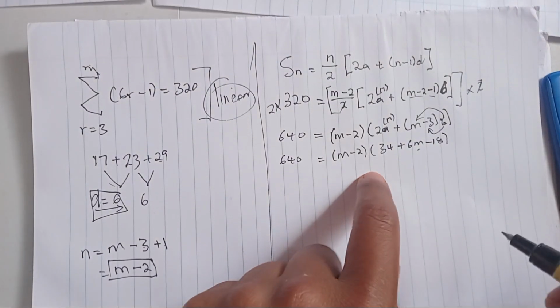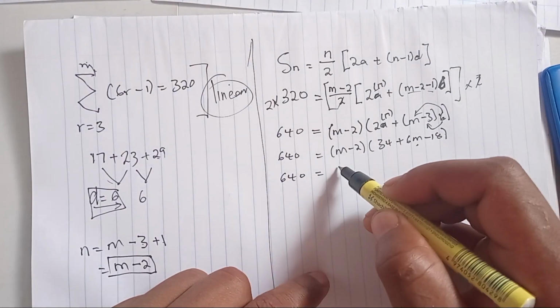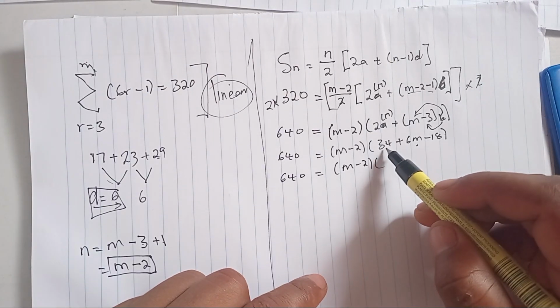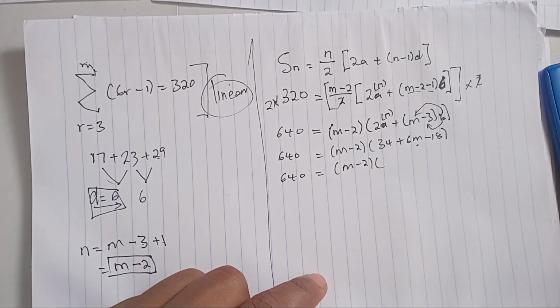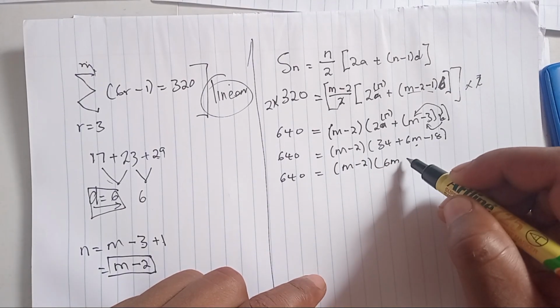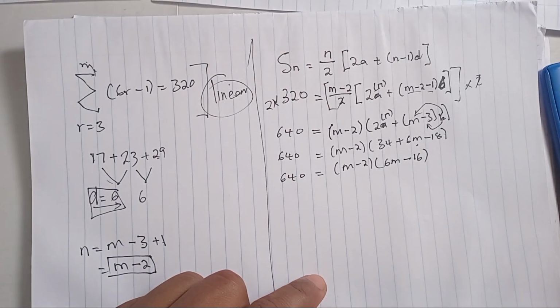So you see how we work things out here. We're going to have 640 is equivalent to m minus 2 into, and then we work things out from this side. 34 minus 18 is going to result to 16. So we're going to have 6m minus 16, like this.